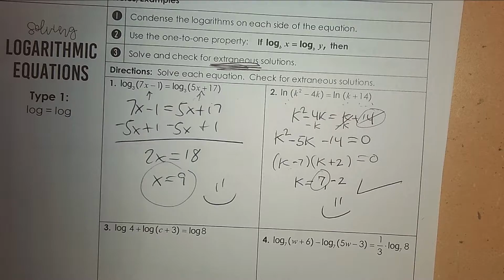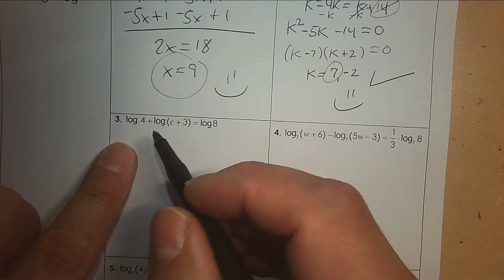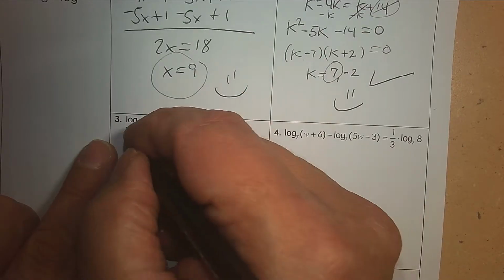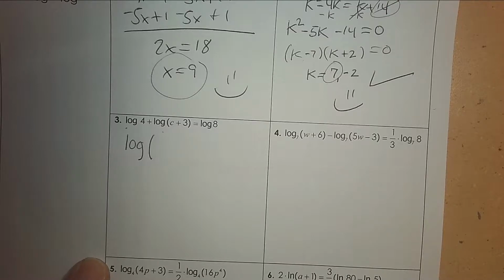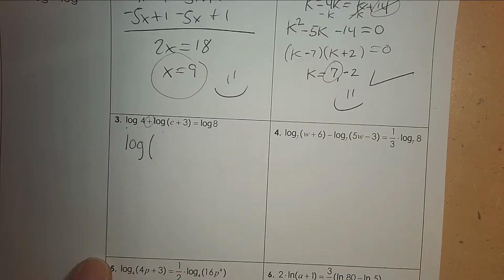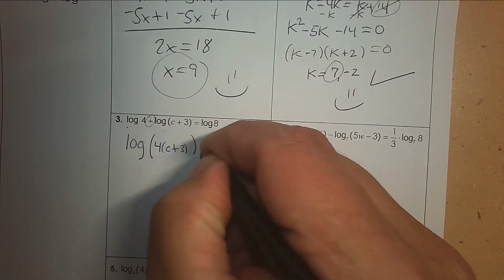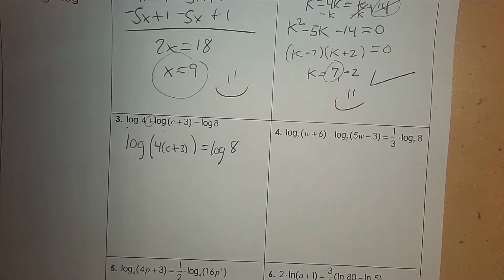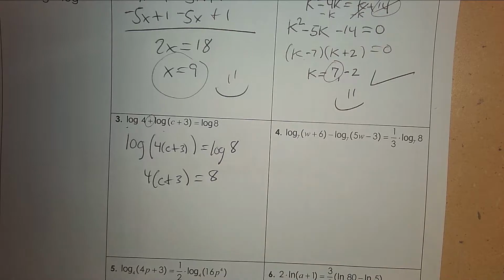Number 3, what do you notice here? We have two logarithms. What property can I use to write that as one logarithm? If you're adding and the bases are the same, to write them as one logarithm, you multiply. Now, do I have one logarithm on the left and one logarithm on the right? The bases are the same. So what will I make equal to each other? What's on the inside? And then solve it.